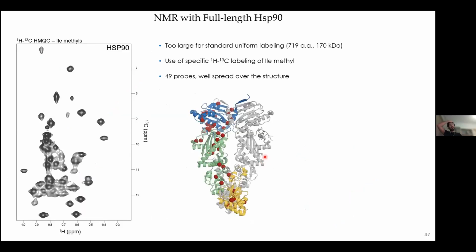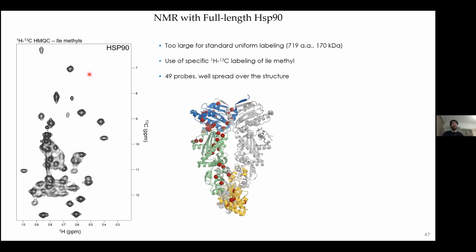So for this, we want to look at Hsp90, but Hsp90 is very large. We need to use, again, this specific labeling. So we specifically label the isoleucine, or the methyl of the isoleucine, on Hsp90. That gives us around 50 probes well spread all over the structure. We can record a spectrum of this, and we can assign it. We can determine which peak corresponds to which isoleucine.